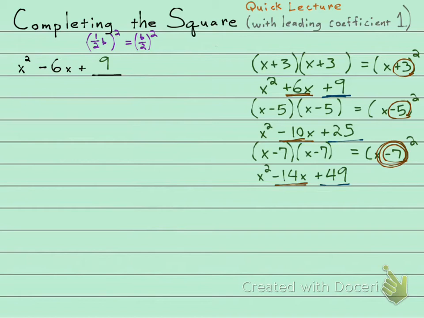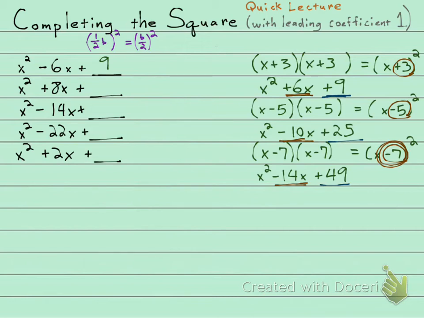Let's look at a few more, and they're going to make sense after we do a few more. X squared plus 8x plus blank. X squared minus 14x plus blank. X squared minus 22x plus blank. And x squared plus 2x plus blank. All right, so to complete the square, you're taking half of the middle term. So in this case, it's half of 8, which is 4. Square the 4 to get 16.